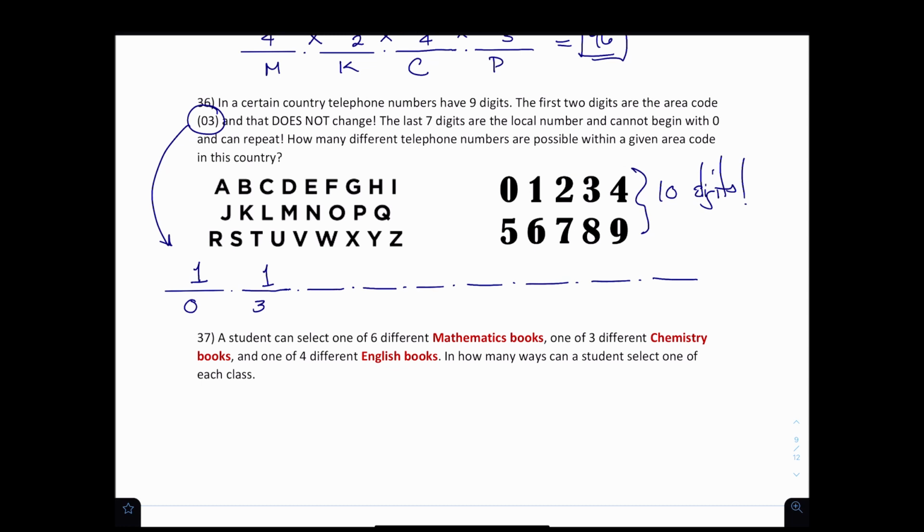Alright, now for the third digit it says the last 7 digits are local numbers and cannot begin with a 0. So the only restriction on the third position is that it could be any of those 10 digits except 0, which means I have 9 choices for that one. And then the rest of them could be any digit and they could repeat, so I have 10 choices for the rest of them. So if you think of it like that, it's not that bad. So the answer is basically 9 with 6 zeros in front of it. And that's your answer.